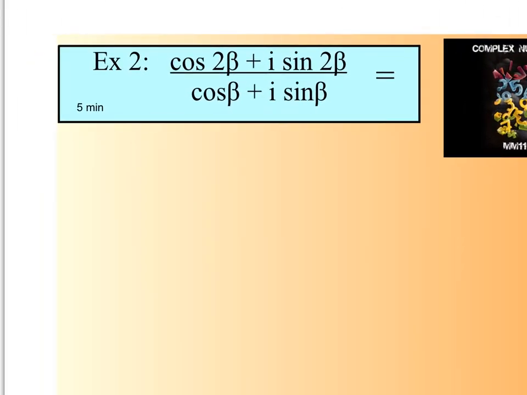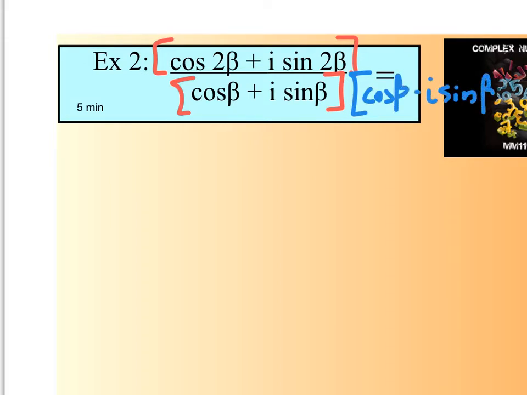Okay, so here we got a much more loaded problem than the previous one, but what we're going to do is exactly the same as what we did. We're going to multiply top and bottom by the conjugate of the bottom. The conjugate would be cosine of beta minus i sine of beta. So I'm going to multiply top and bottom times that.